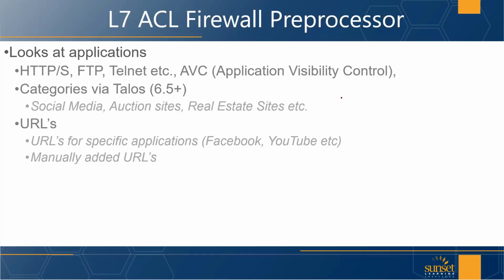So we can look at different applications: HTTP, HTTPS, Telnet, FTP, so on. AVCs, different app IDs. We look at those. Also, we can look at categories via Talos. And in this case, we're showing you here, we could pull a different category for this application that says social media, auction sites, real estate, so on. And again, we can look at specific URLs in there also as part of this application firewall, where we say, okay, we're going to block Facebook, YouTube, and we can manually add our URLs.